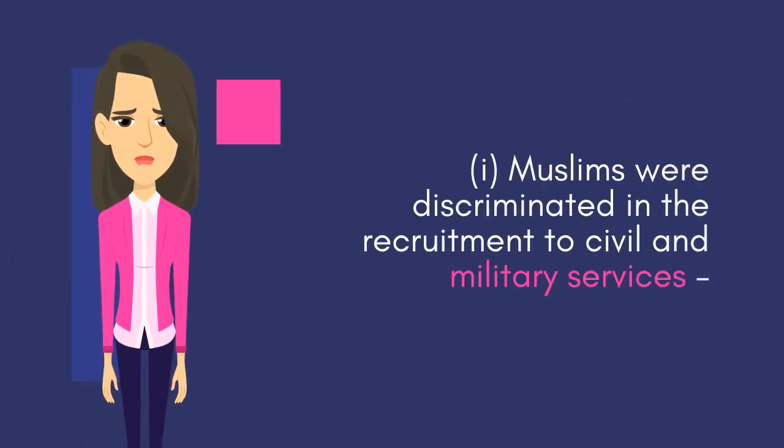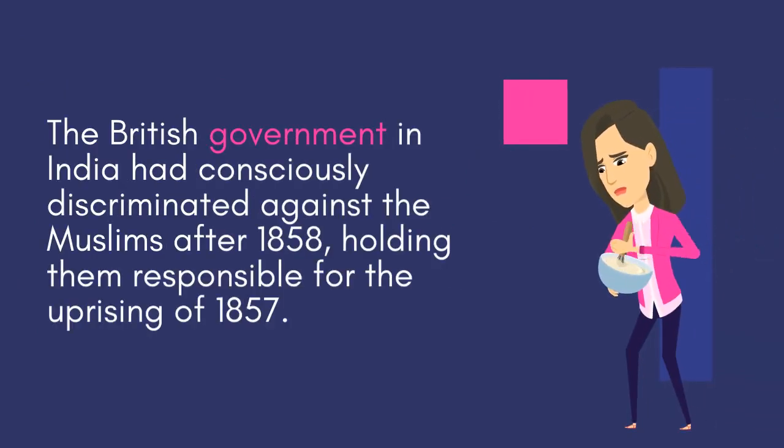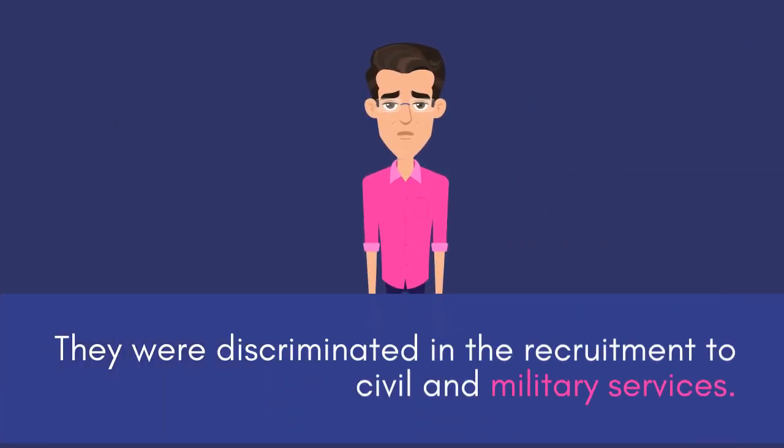1. Muslims were discriminated against in the recruitment to civil and military services. The British government in India consciously discriminated against the Muslims after 1858, holding them responsible for the uprising of 1857. They were discriminated against in the recruitment to civil and military services.